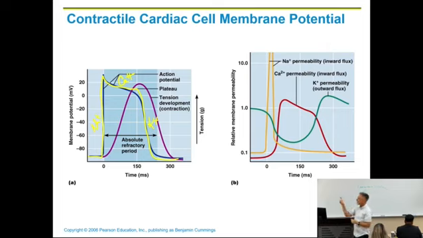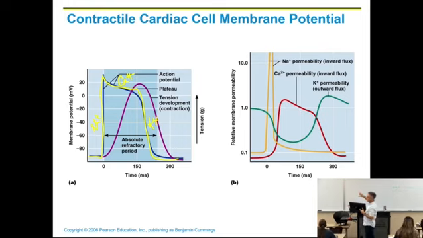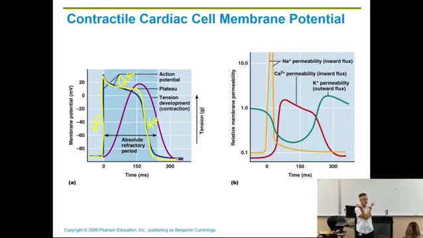So it has a longer action potential or contraction period because we want to fully eject the blood. And it has a protracted or elongated refractory period where it's not going to respond because we want those chambers to relax and fill again.